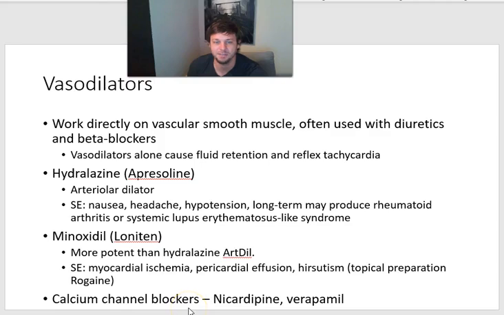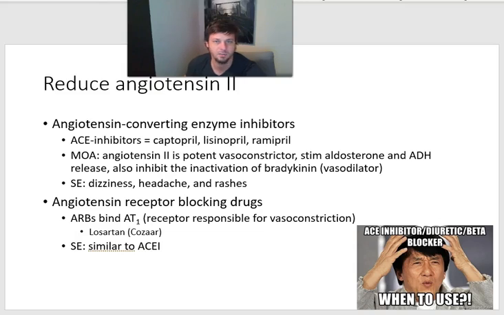Then we have our calcium channel blockers. Again, we've talked about these before. Nicardipine is not going to give any cardiac changes. It is just going to dilate those blood vessels, while verapamil will also give you cardiac changes, working on the SA and AV nodes. All right. The next group, we're talking about reducing angiotensin II.